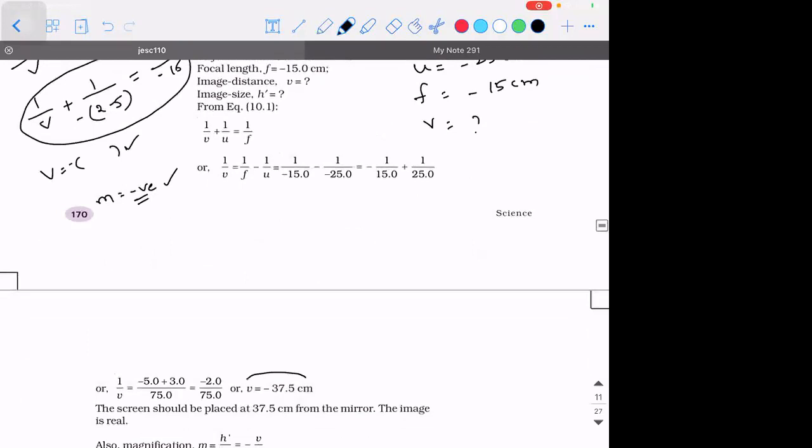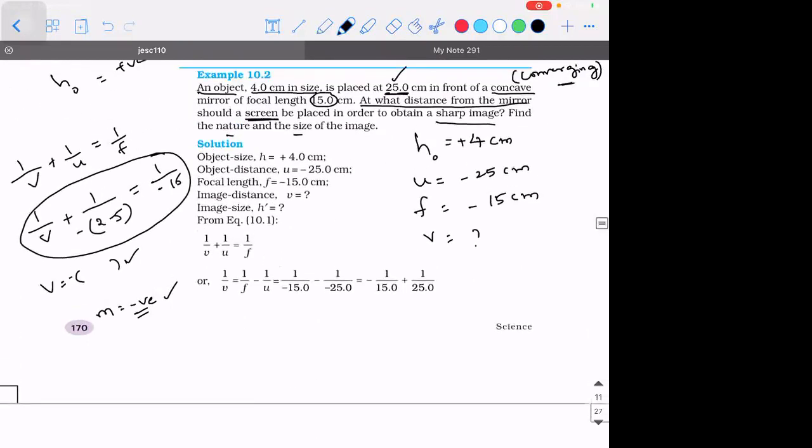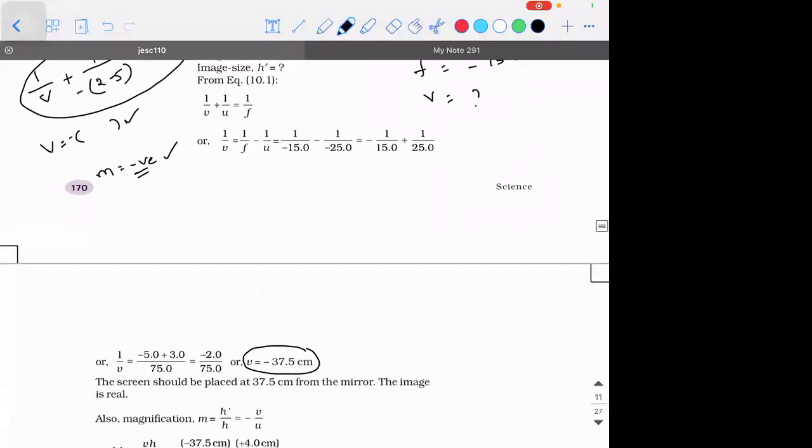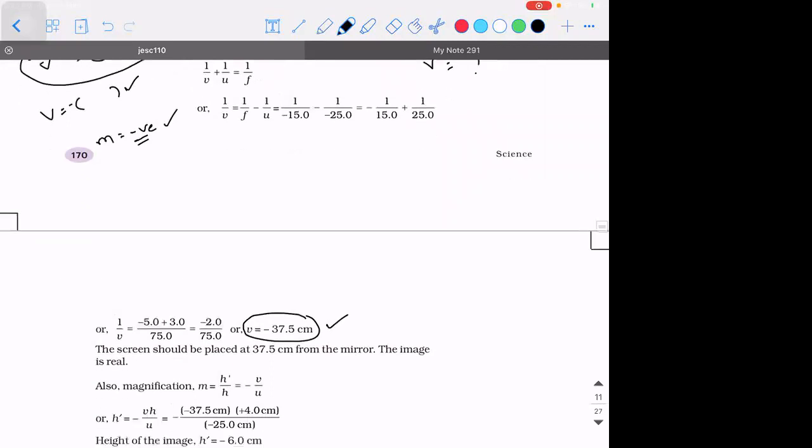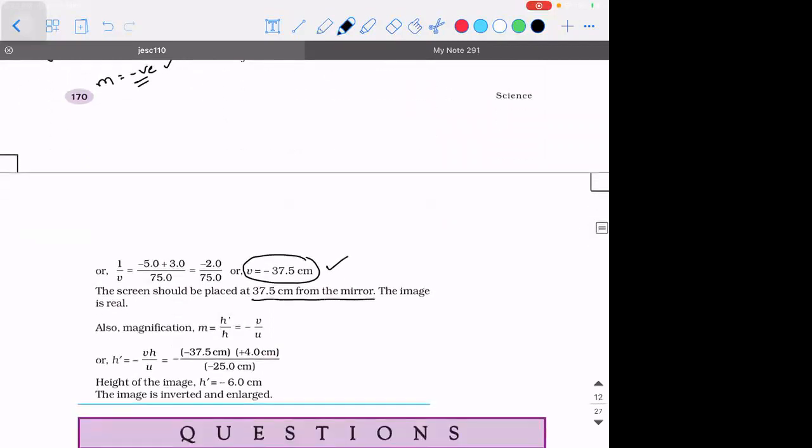V is minus 37.5. And obviously, beyond C, it should be greater than how much? Greater than 1. The image distance should be greater than 30. Correct? The focal length is 15, and the center of curvature is at a distance of 30. Beyond C, it should be greater than 30. Look at the answer. Your answer is greater than 30, 37.5. So that is where the image is obtained.